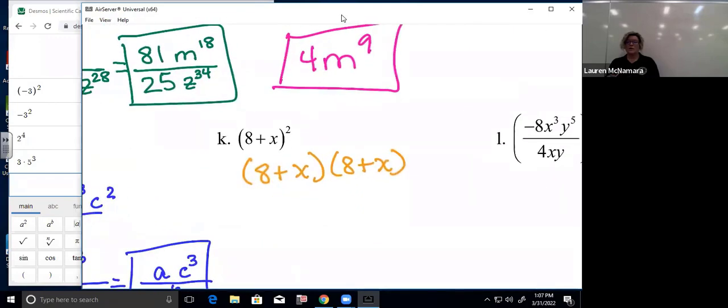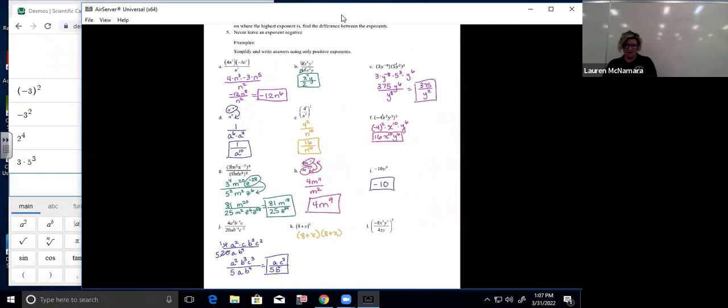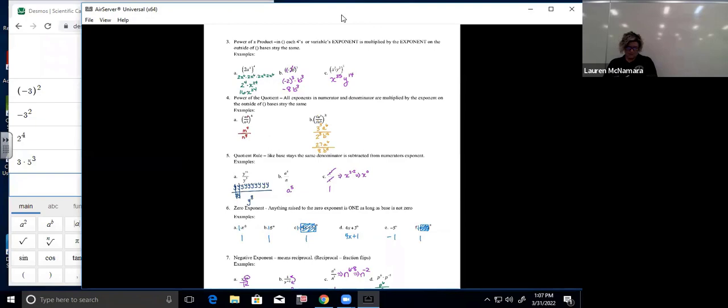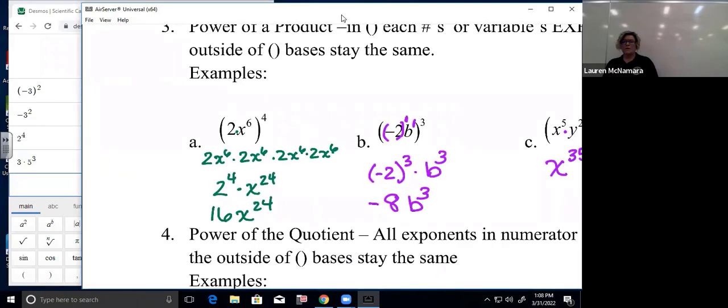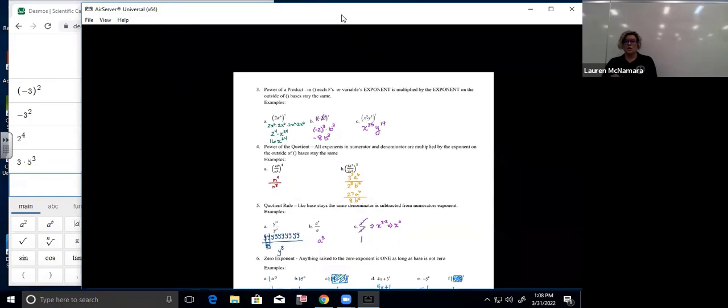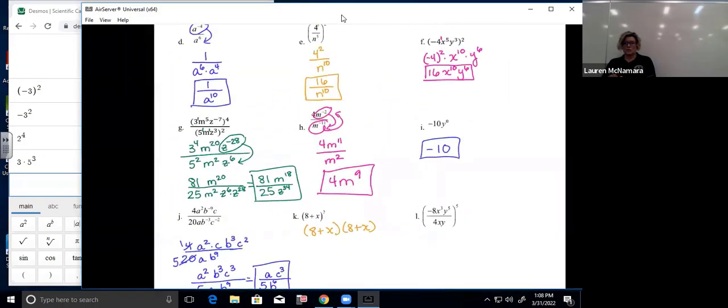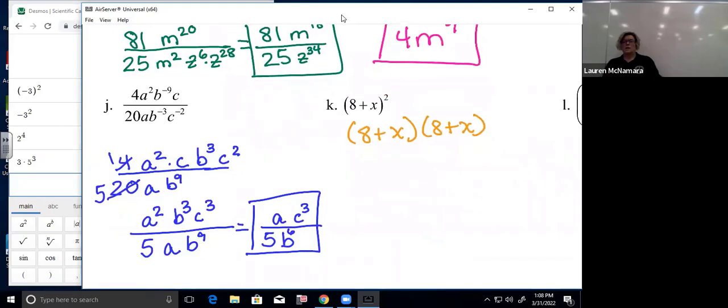This right here is not the same thing as 2x to the 6 times 2x to the 6 times 2. That's all multiplication. This is all multiplication. So then I can say, well, I have 2 times 2 times 2 times 2, which is 2 to the 4th. You cannot distribute a square if you have addition or subtraction.